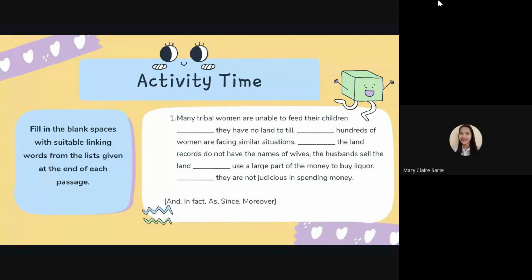In fact, hundreds of women are facing similar situations. Moreover, the land records do not have the names of wives. The husbands sell the land and use a large part of the money to buy liquor, as they are not judicious in spending money. Excellent. Thank you, Claire. All your answers are correct.